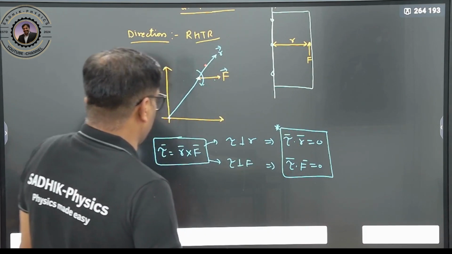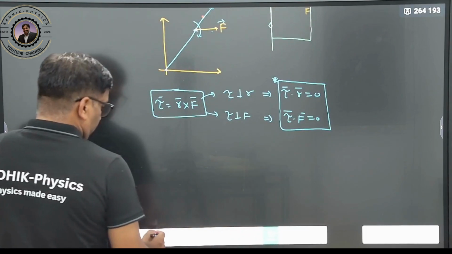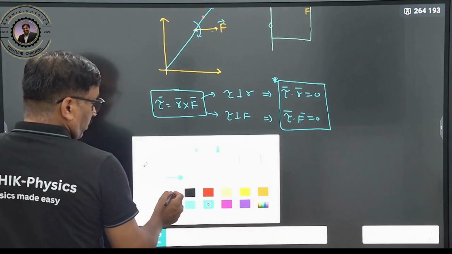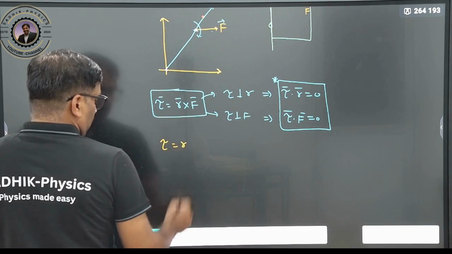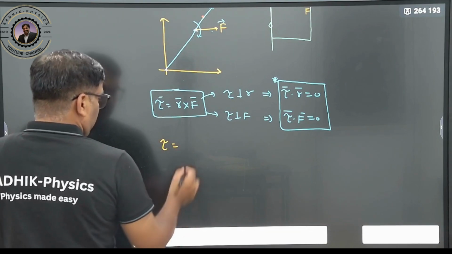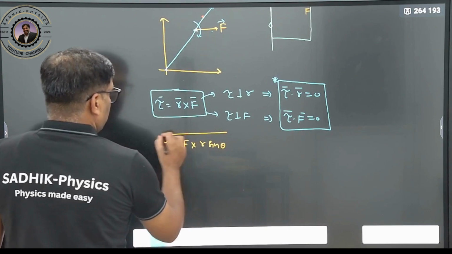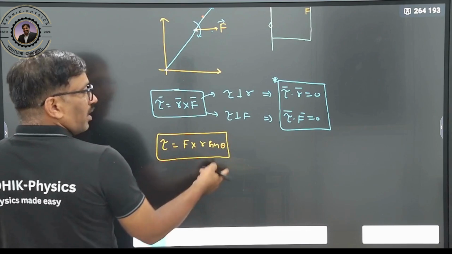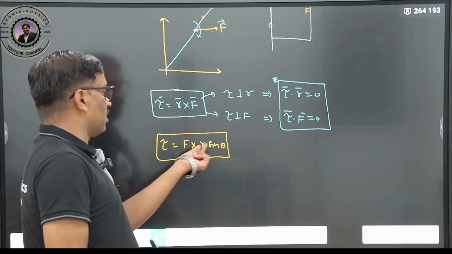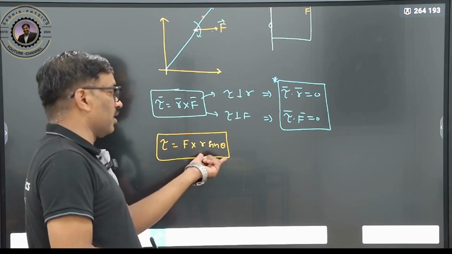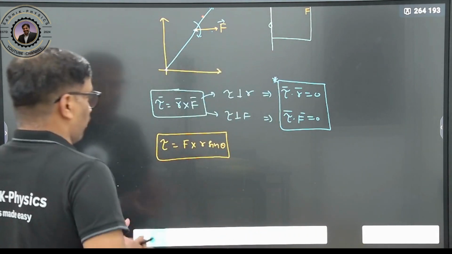So here we can rewrite the torque as R into F into sin theta. Clear? You can rewrite it as R sin theta times F, or R times F sin theta. That is nothing but either perpendicular distance or perpendicular force.